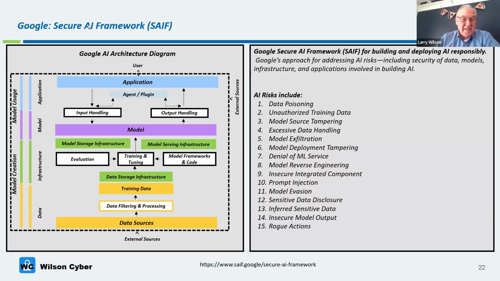Here we have 15 different risks that Google maps, and they include data poisoning, unauthorized training data, model source tampering, excessive data handling, model exfiltration, model deployment tampering, denial of ML service, model reverse engineering, insecure integrated components, prompt injection, model evasion, sensitive data disclosure, inferred sensitive data, insecure model output, and rogue actions, which are similar to the ones we talked about earlier, but they go a little bit deeper on some of these.